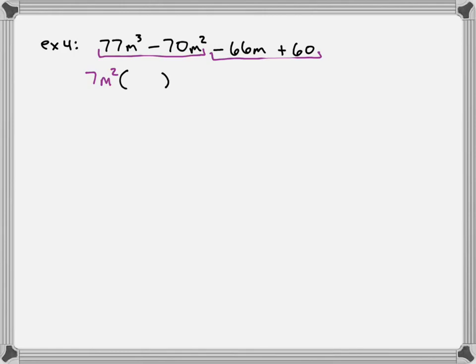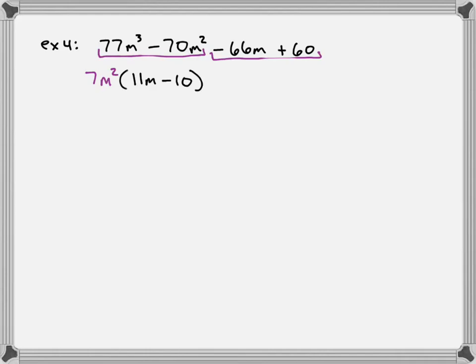And that is going to leave us with an 11m minus 10. So we factor out that 7m squared, so 77m cubed divided by 7m squared is going to give us an 11m, and then that negative 70m squared divided by 7m squared is going to give us a negative 10.